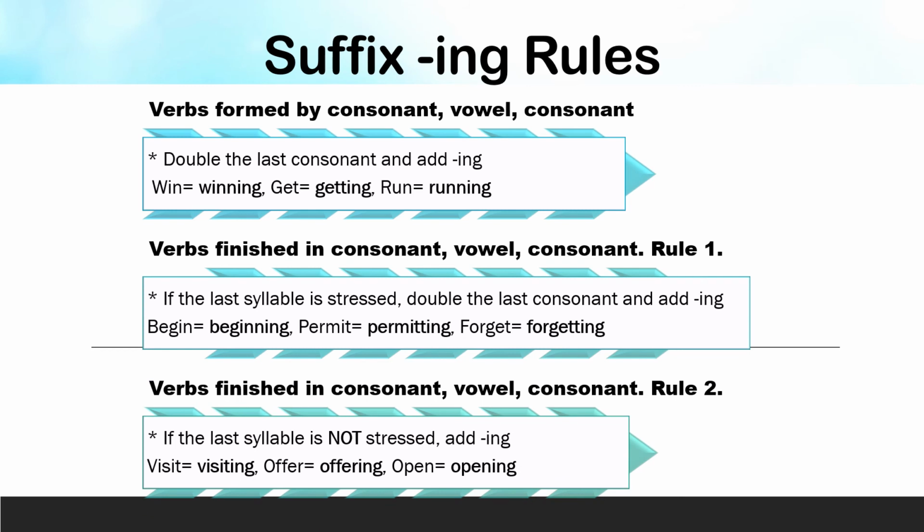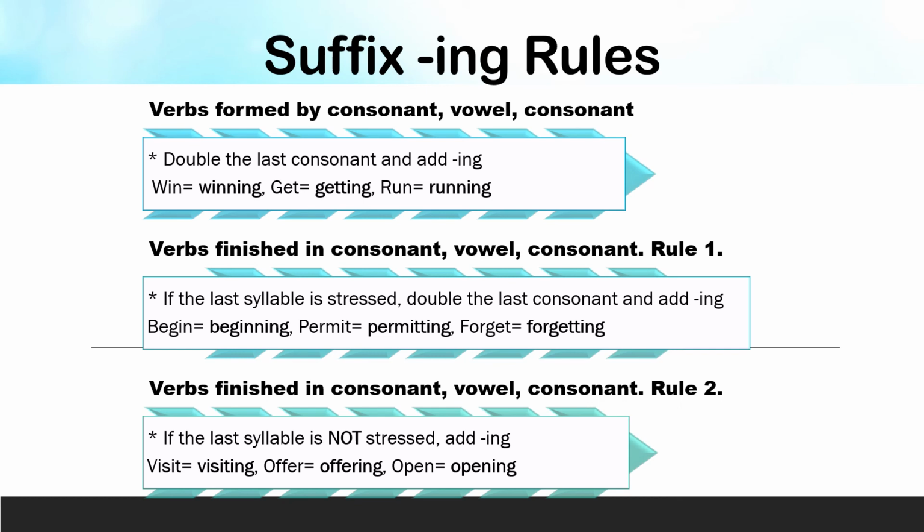But what happens if we have, again, consonant, vowel, consonant, but the last syllable is not stressed, like in visit? The stress is on v, so we just add ing. We don't have to double the consonant. You see, from visit, we have visiting, no double T. Offer, the stress is on O, so we don't double the R. We just say offering. Or open, the stress is on O, so don't double the N and just say opening.